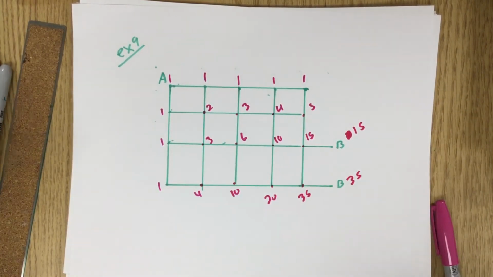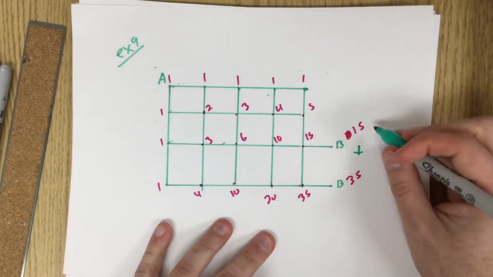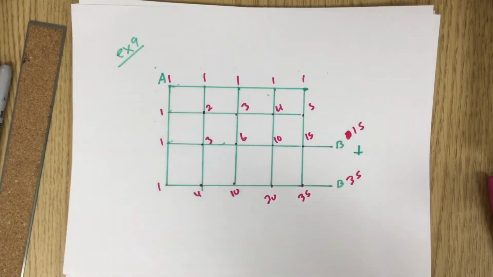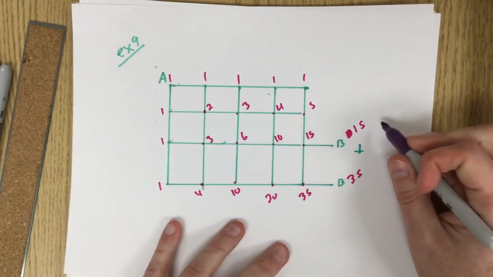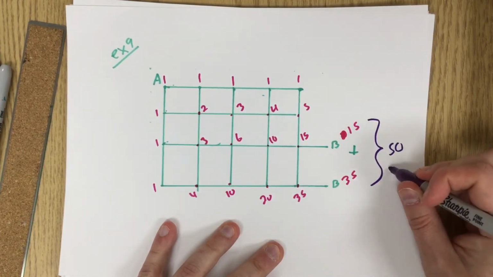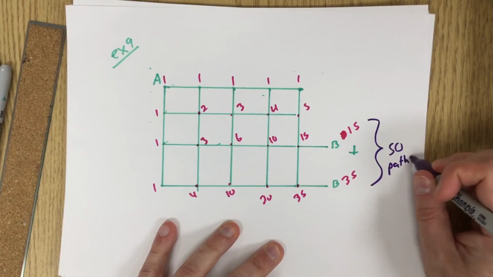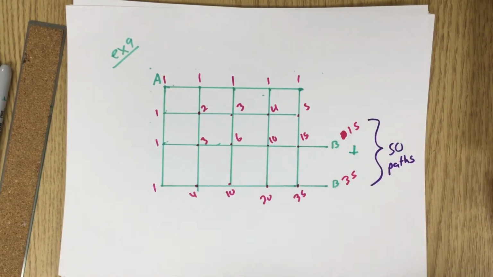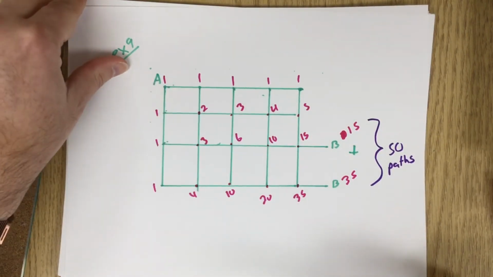And we could finish in either or. We could finish in both of them. And so how would we do that? We would add those guys up. I probably should not use that color. And we're going to get a total of 50 different ways. So 50 different paths to start at A and end on any of the B's.